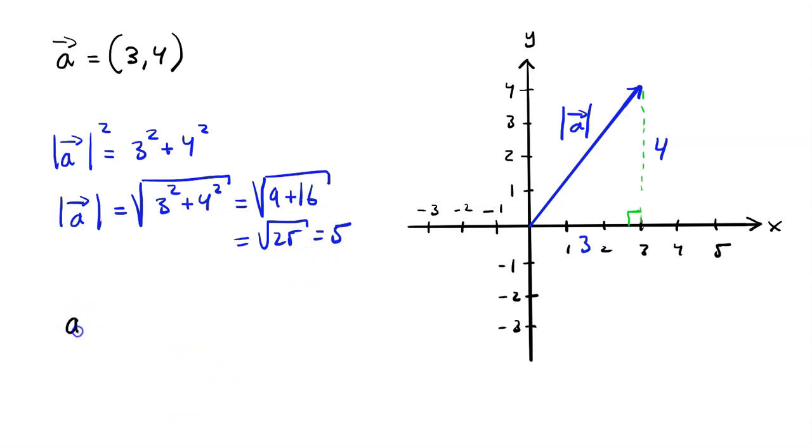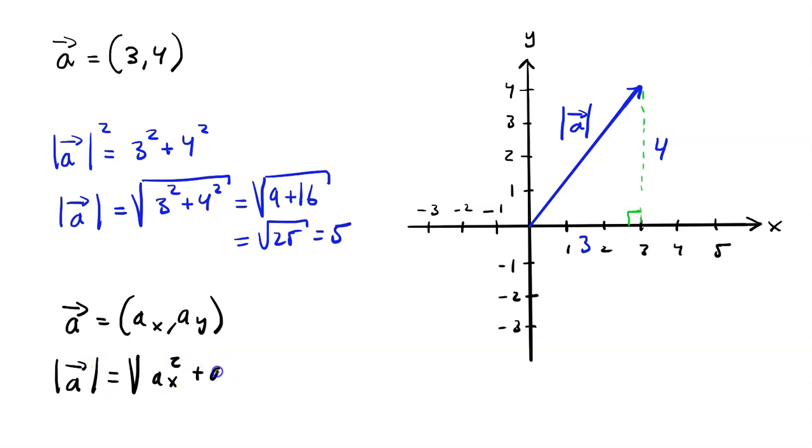More generally, if I have a vector A, which has vector components AX and AY, then the length of vector A is just the square root of AX squared plus AY squared.